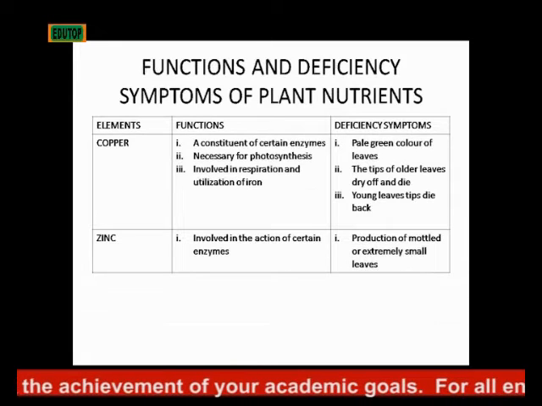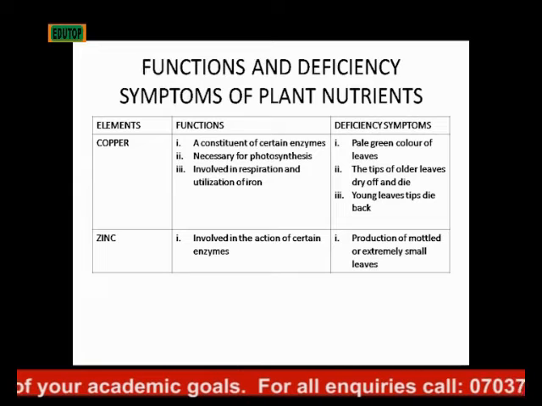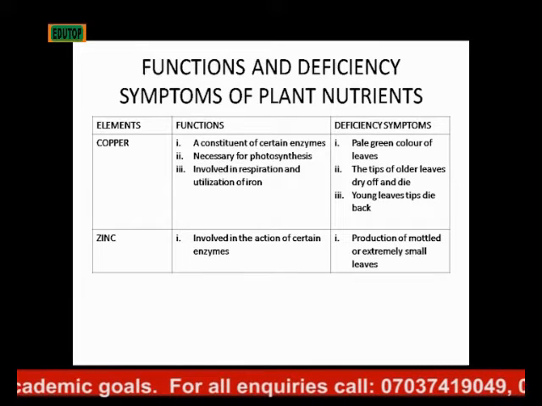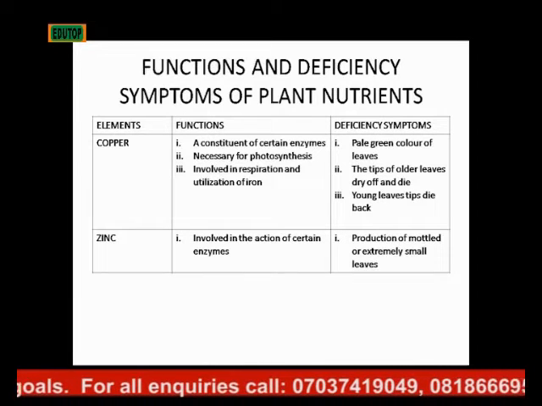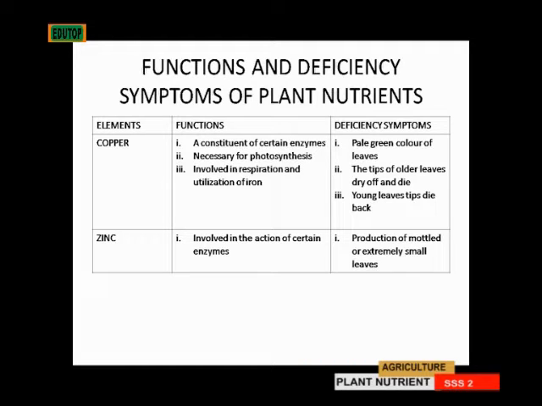Copper. Copper is a constituent of certain enzymes. It is necessary for photosynthesis. It is involved in respiration and utilization of iron. Deficiency symptoms include pale green color of leaves, then the tip of the older leaves dry off and die. Then young leaf tips die back.